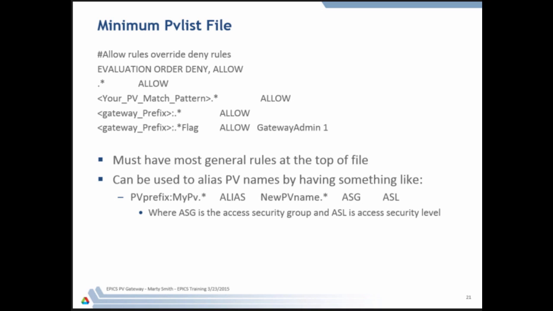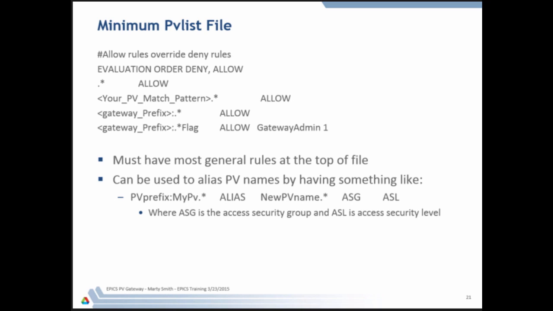So you've got to have your most general rules at the top of the file. I don't show it here, but typically I would have a .* deny at the top. Why I put allow, I don't know. But I would have a .* deny. So if the PV being requested doesn't match any of your regular expressions, then the gateway will deny access to that and just won't broadcast that out to the other side, forcing all of your IOCs to search through their PV lists.